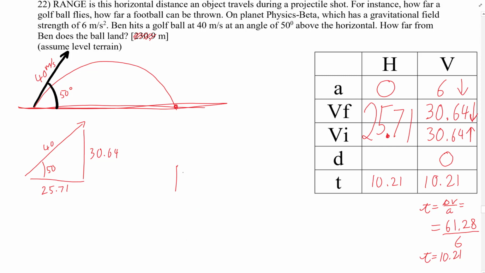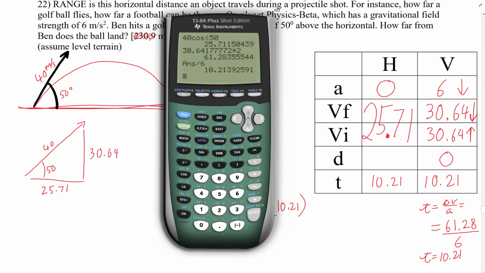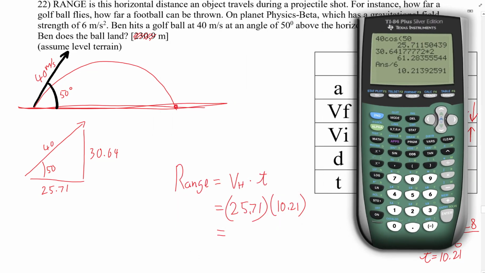And now the range, which is the horizontal distance, is velocity horizontal times the time. And that's just going to equal 25.71 meters per second and a time of 10.21 seconds. And when we multiply those together, we take that number that we have, 10.21, and multiply it by the speed of 25.71, and we get the range, which is 262.6 meters.